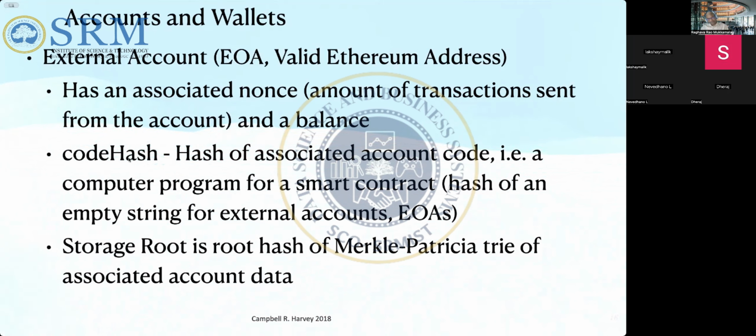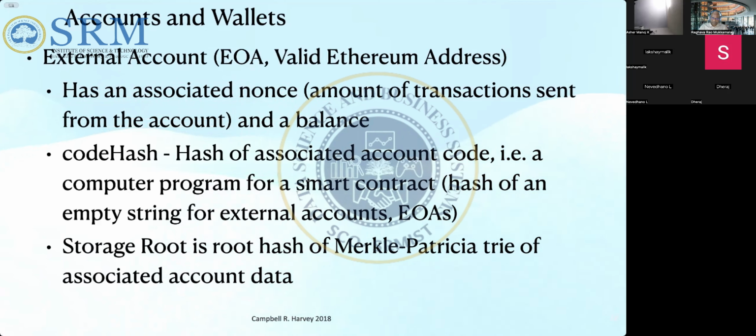Then you have a code hash. What is a code hash? Remember, we were discussing that accounts could be of two types. One is the normal account, which has a balance of money and things like that. The other one is a smart contract, right? We discussed that smart contracts can also have accounts. So this code hash is nothing but the hash of the associated account code. That means this is the hash value of the smart contract code.